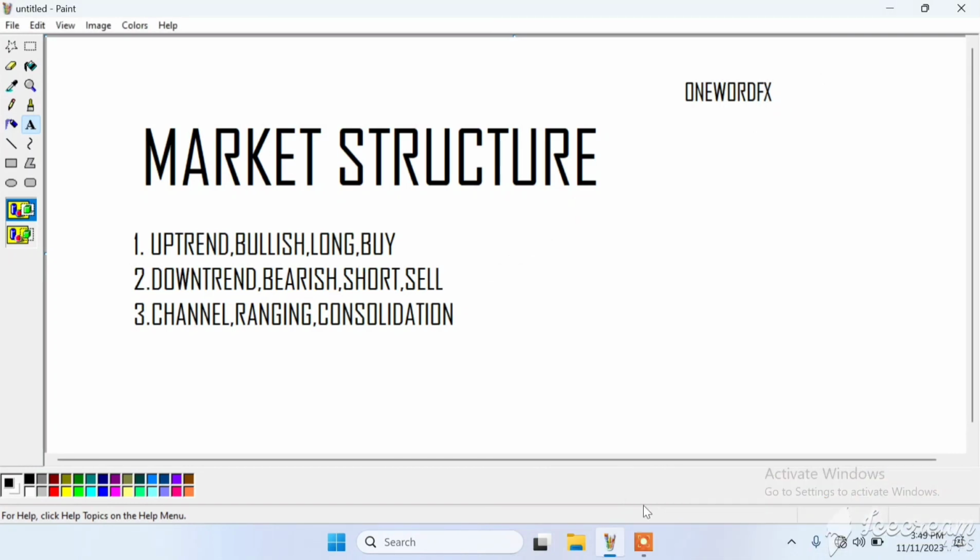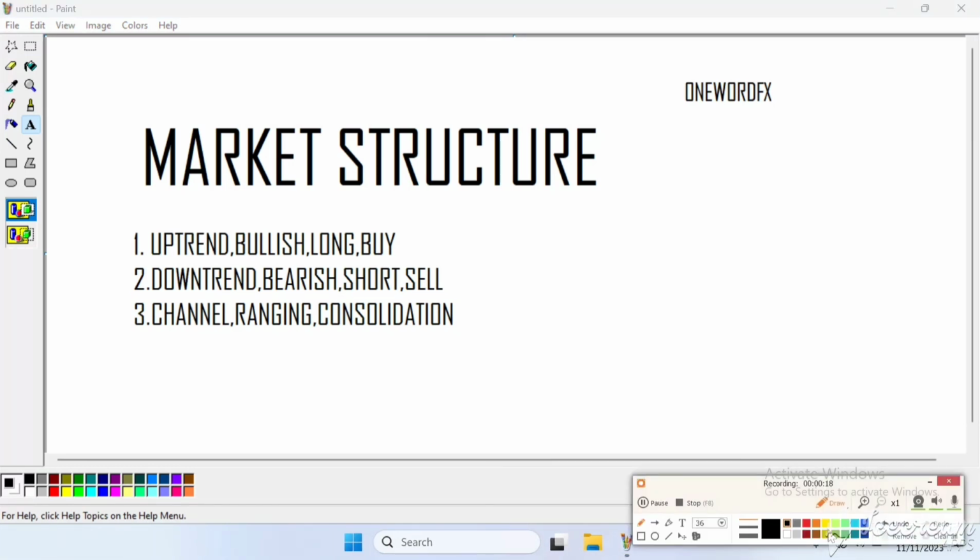The next one on our list is the downtrend. That's the bearish or the short or the sell market structure. This is basically just the movement of the market in a downward projection. I'm going to draw an example on the board right now. So this is how the market moves in a downtrend.